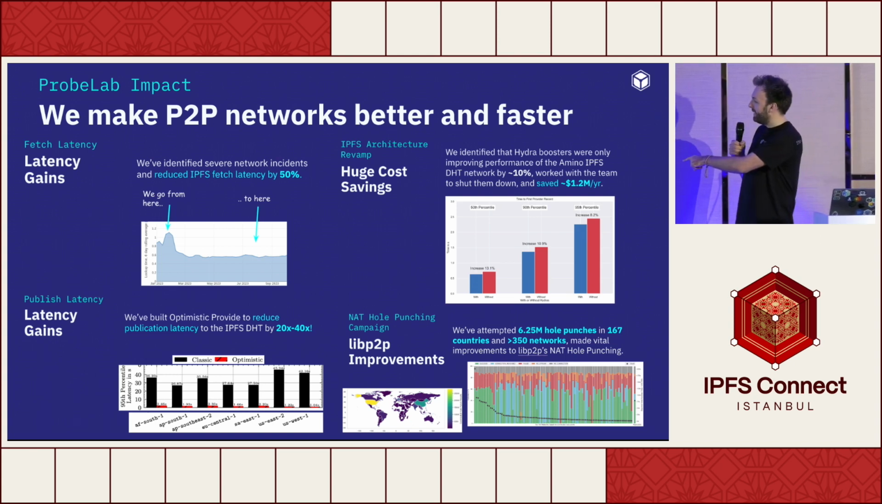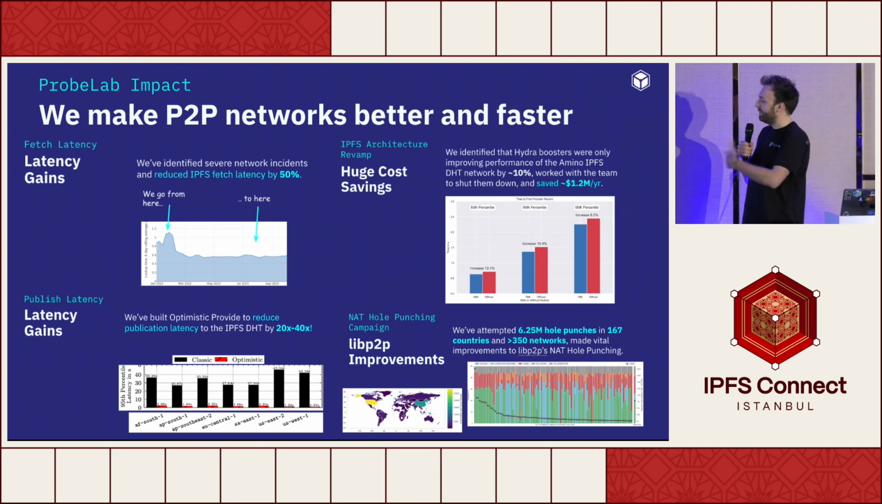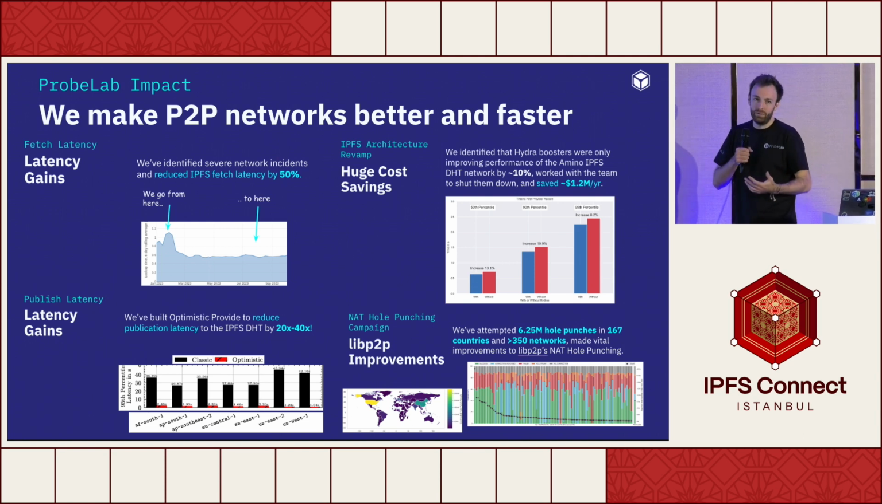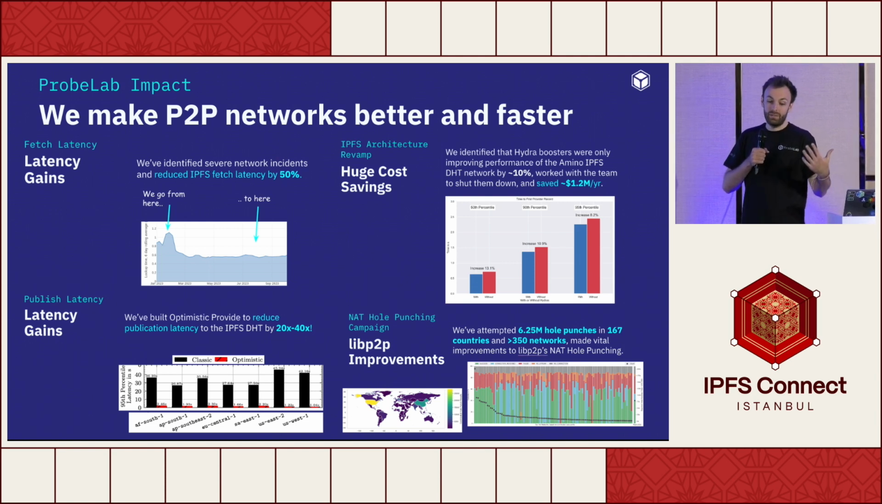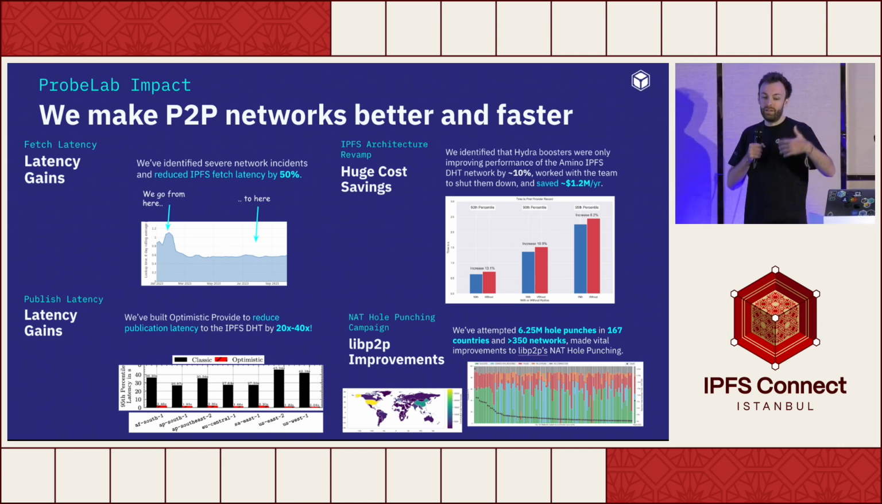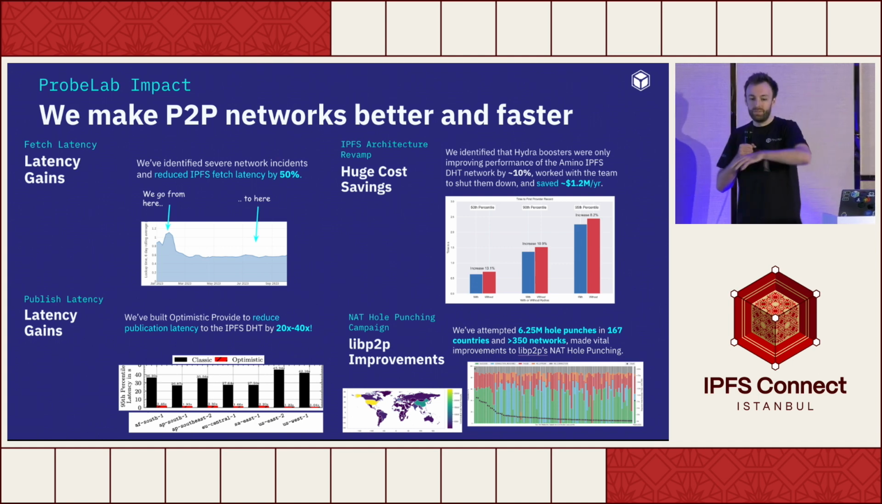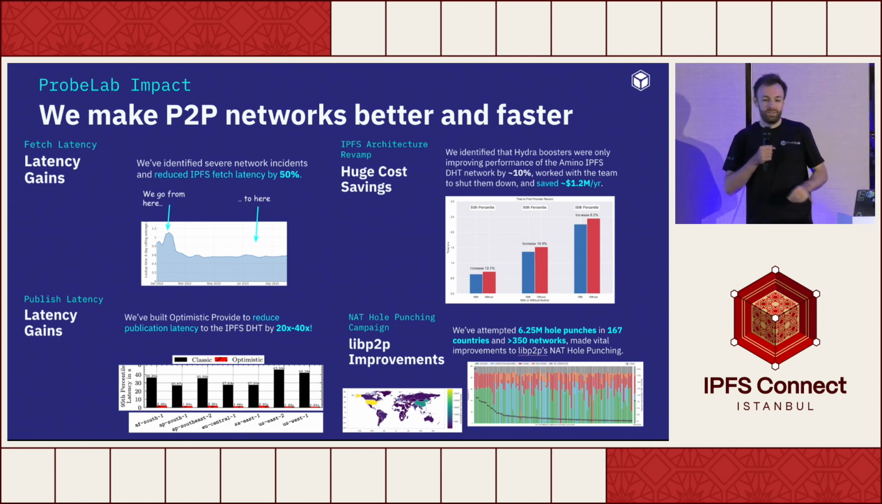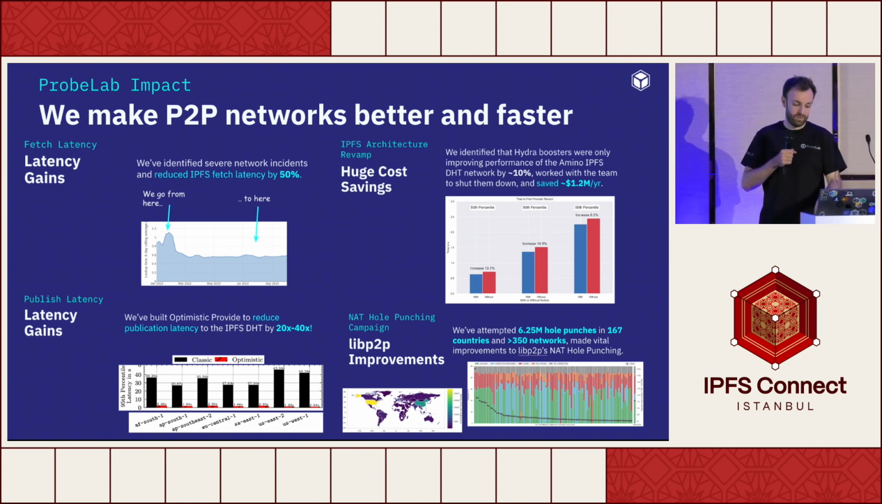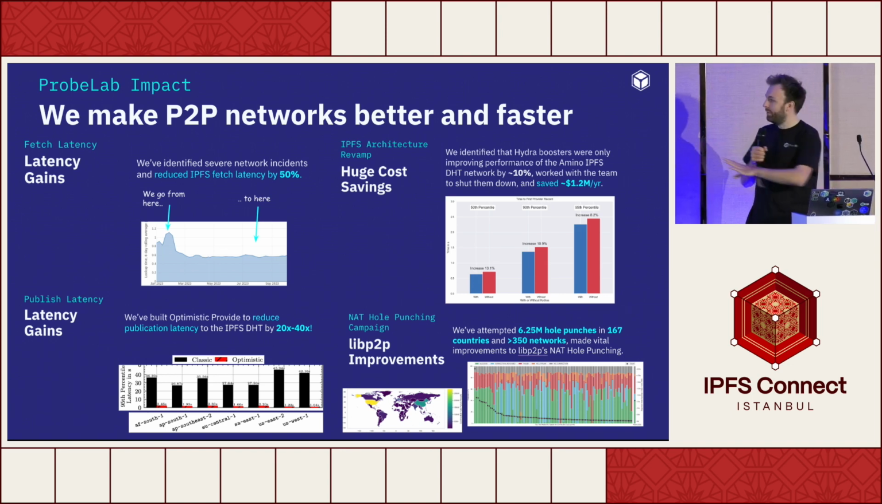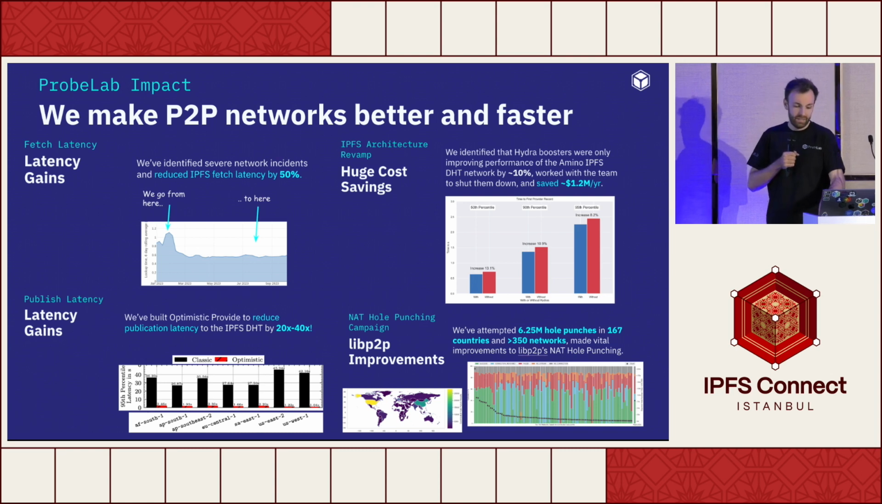And then on the bottom right-hand side, we have libp2p improvements. So we ran a large-scale measurement campaign on hole punching. So how does NAT traversal work with libp2p? And we figured out a few different things that could be improved in the protocol, which then could flow back in a version 2 of this hole punching protocol. So these are just 4 things that we've worked on over the past year.